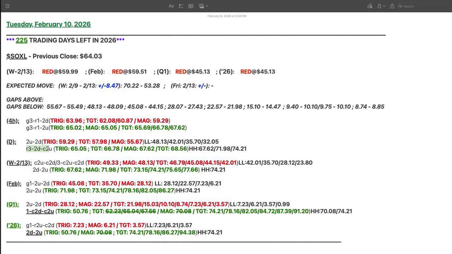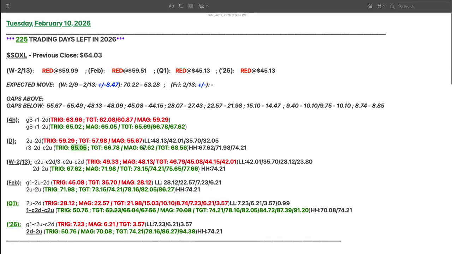If we go to the upside and go 2 up on the day tomorrow, that does re-trigger this 3-2 down combo 2 up at 65.05. The magnitude is ultimately 67.62. So again, we haven't totally changed the trend around yet on the day.